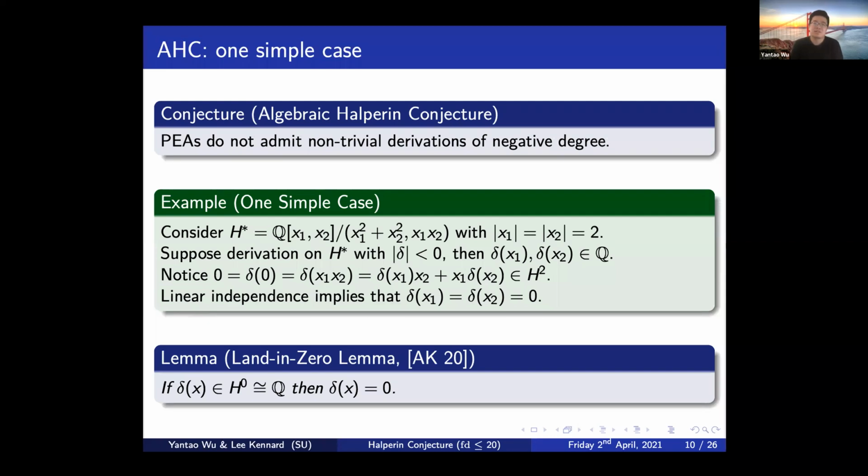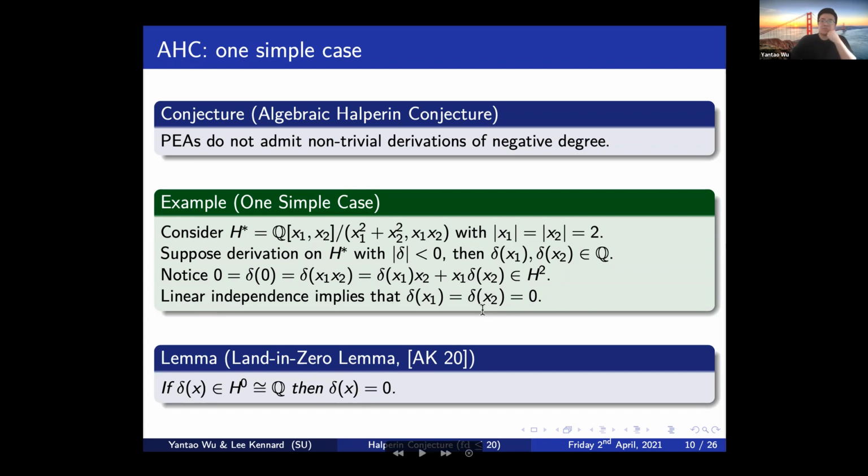We suppose that there is a derivation with negative degree. Since x1, x2 is the minimum non-trivial degree, if the delta itself is non-zero, then delta x1 and delta x2 must be degree 0, which means they are rational numbers. So by linearity, 0 is just delta of 0. And we can write the 0 as x1 times x2 in the quotient space and use the Leibniz rule to expand that. But when we look at it again, this is a rational number times x2 plus a rational number times x1, and it becomes 0. But on the other hand, we know that x1 and x2 are linearly independent. So this means that delta x1 and delta x2 are both 0. So by the Leibniz rule, the delta itself must be 0.